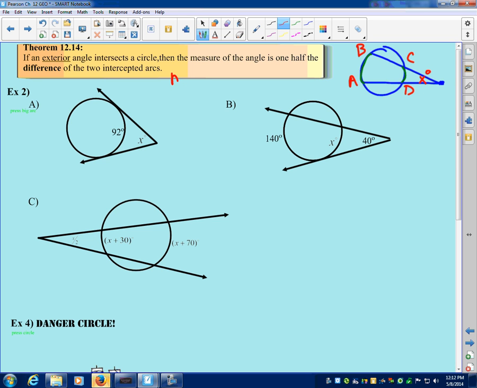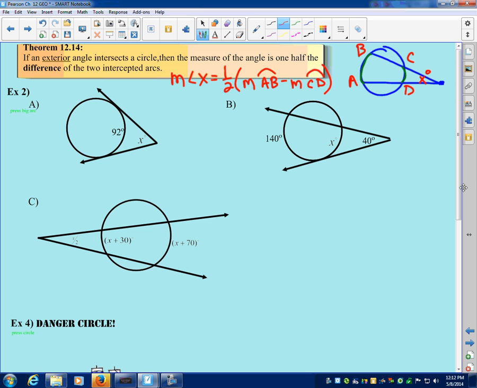So it's measure of angle x equals 1/2 measure of arc AB minus measure of arc CD. Very similar to the previous theorem, but we're subtracting that. Now, this is the smaller of the two arcs at 92. Do you have an idea of how I could find the other arc, the big arc that these two tangents intersect?